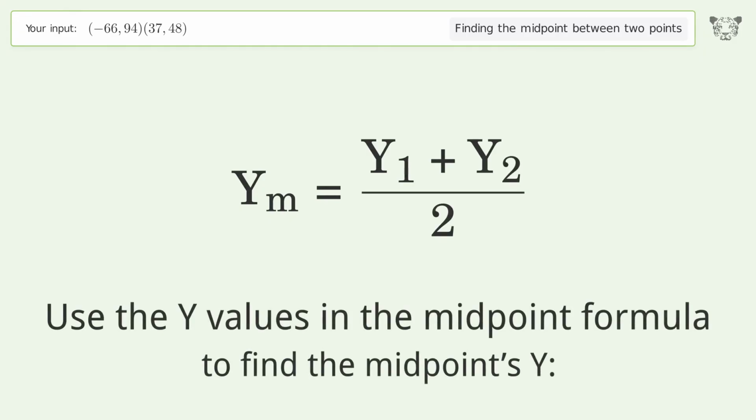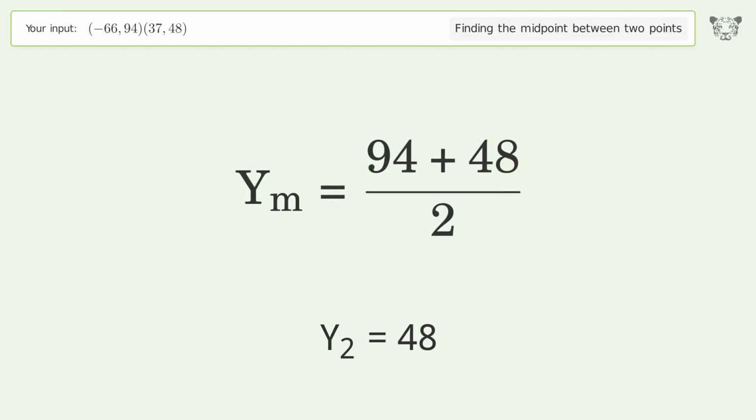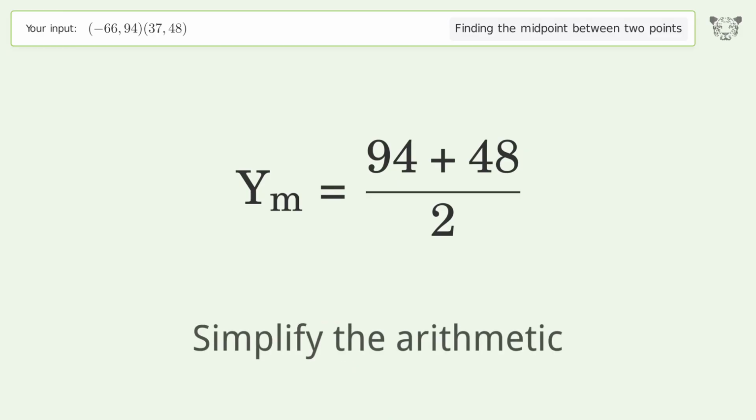Use the y values in the midpoint formula to find the midpoints y. y1 equals 94. y2 equals 48. Simplify the arithmetic.